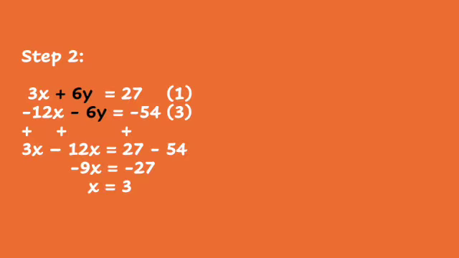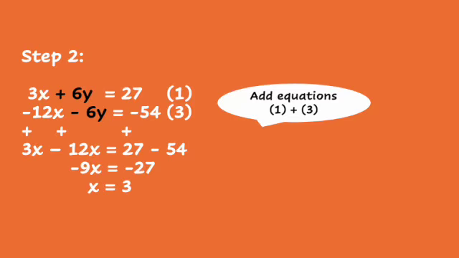So have a look here. The coefficients of y are equal and opposite. So when we add the equations, minus 6y and plus 6y get cancelled. We are left with 3x minus 12x equal to 27 minus 54. So we get minus 9x equal to minus 27. So dividing both the sides by minus 9, we get x equal to 3.